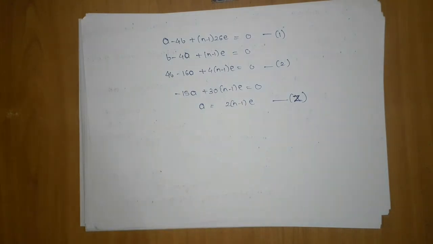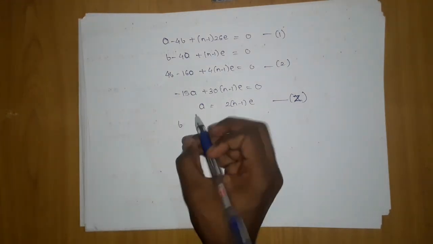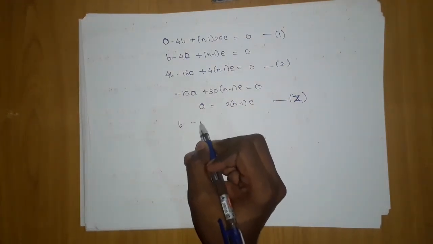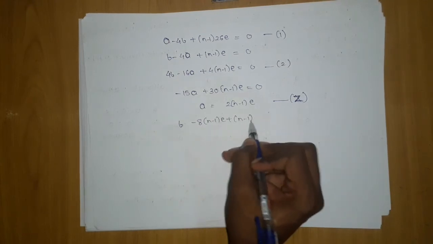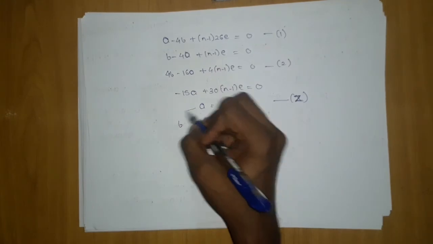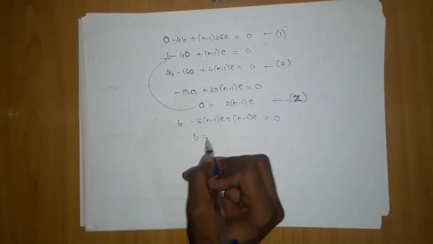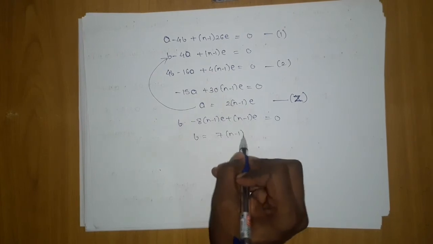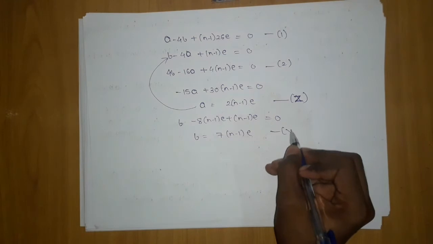Now how can we get my b? How can we get my b? I will substitute a here, so b will be nothing but 4 times this a, which is nothing but 8(n minus 1)e minus (n minus 1)e. I have substituted this value in this. Okay, so I can get my b as what? 7(n minus 1)e. Okay, so I got my b also. This is as some y.